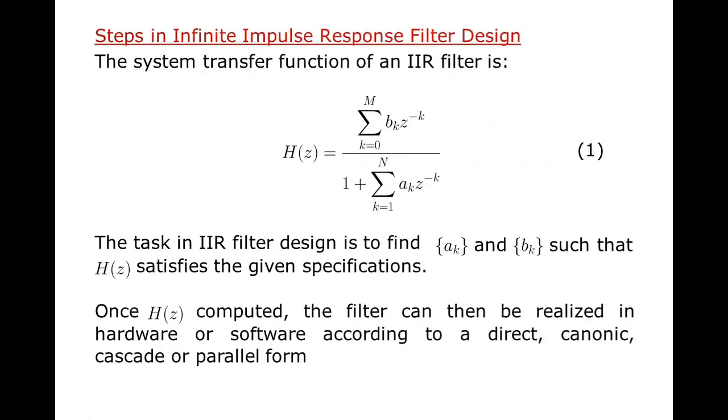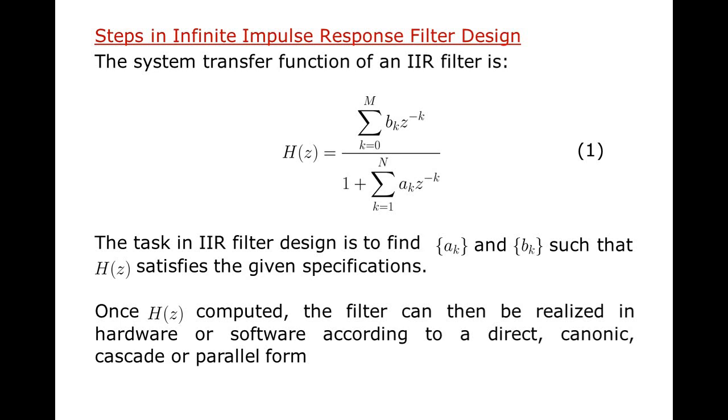Now, how to find the transfer function, or how to design the infinite impulse response filter? The steps are given in the following manner. The transfer function H of z for an IIR filter is defined as H of z equal to the summation of b_k into z raised to minus k, where k equals 0 to M, divided by 1 plus the summation of k equal to 1 to N of a_k into z raised to minus k. The task in IIR filter design is to find the a_k and b_k. They are the coefficients of the digital filter.